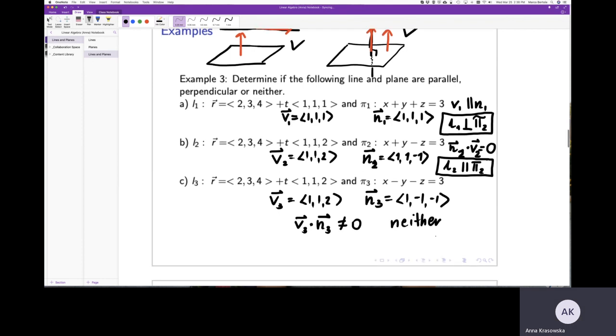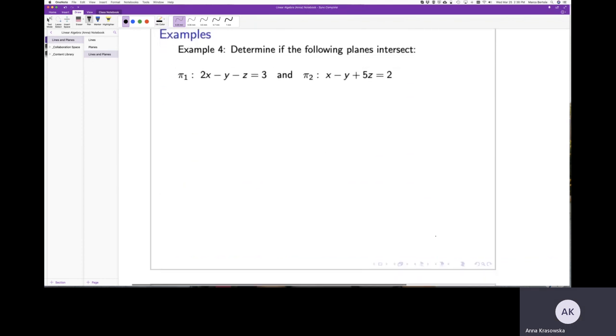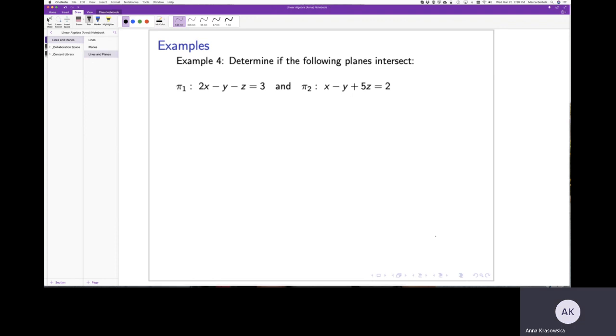Okay, so let us move to the next example. Determine if the following planes intersect. What does it mean that the planes intersect? Think about each plane as a collection, as a set of infinitely many points.